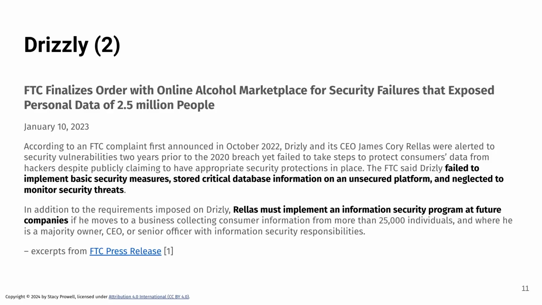And the FTC didn't just go after Drizzly. They went specifically after the CEO, James Reyes, who, in the finding, has to implement information security programs at future companies. So this finding doesn't just apply to Drizzly. It also applies specifically to him and any companies that he creates if he moves to a business collecting consumer information from more than 25,000 individuals, which he almost certainly will if he has any kind of a business. So there you go. The whole press release is available there. It goes through the timeline and talks about why they had that finding.